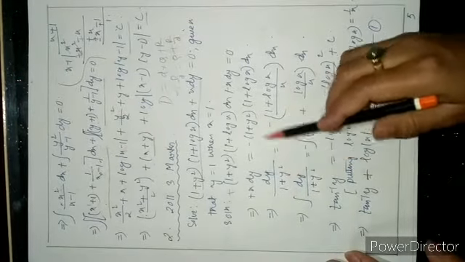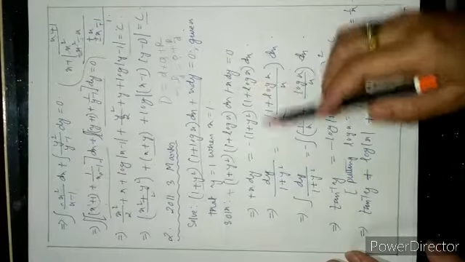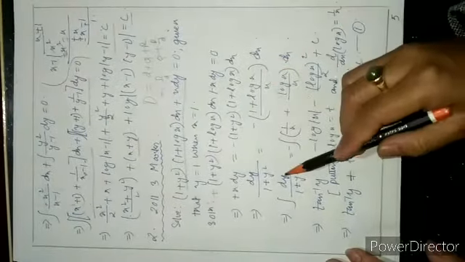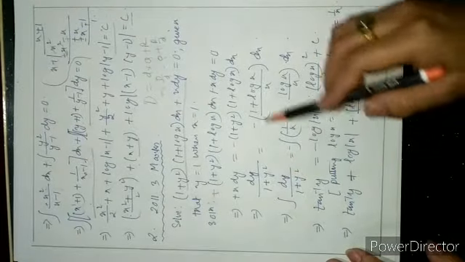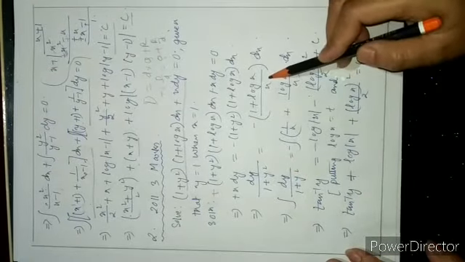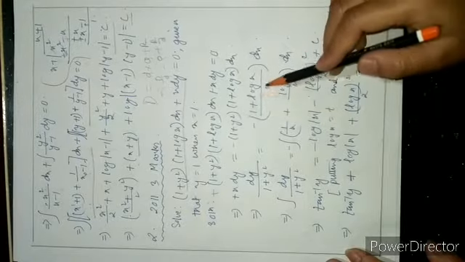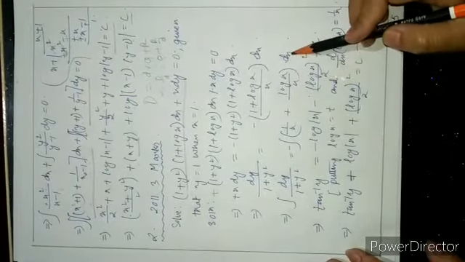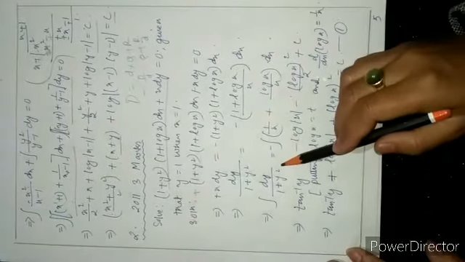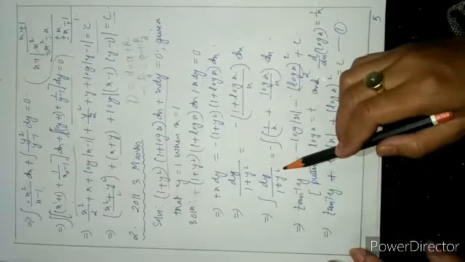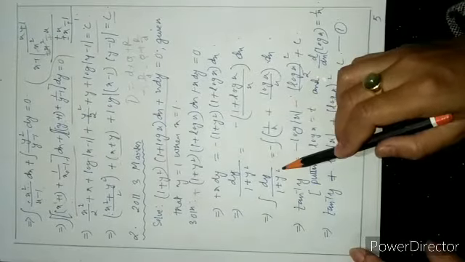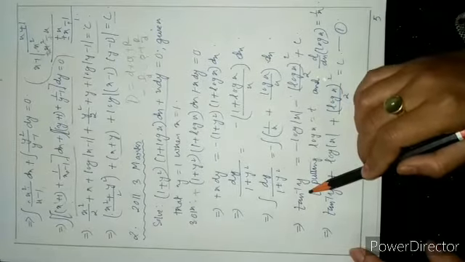So dy by 1 plus y square, dividing by 1 plus log x and x. Dividing 1 plus log x by x, first term and second term by x, we get 1 by x plus log x divided by x. Integrating with respect to x dx and integrating with respect to y. The integral of the function on the left hand side, 1 by 1 plus y square, the antiderivative is tan inverse y.